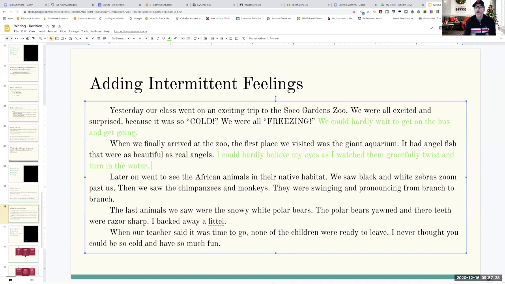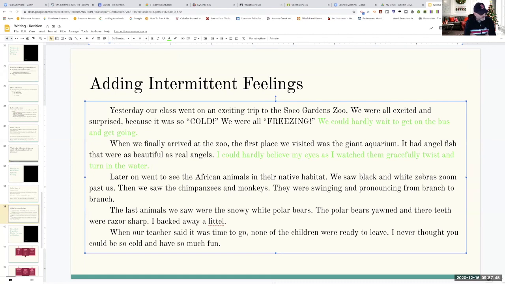So we have some strong verbs, and we've got a pretty specific, concrete image there. But again, we're adding the narrator's thoughts and feelings as we go. Okay, so that's another one. Moving on to the next paragraph.